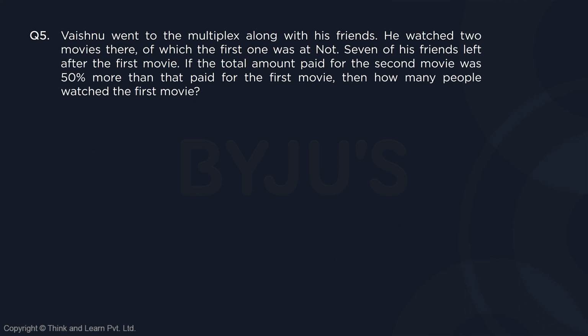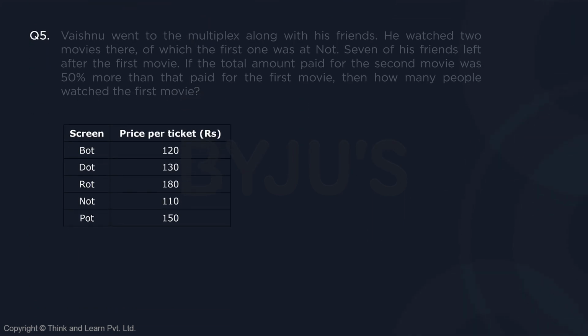Question 5. Vaishnu went to multiplex along with his friends. He watched 2 movies there. 7 of his friends left after the first movie. Total amount paid for the second movie was 50% more than that paid for the first movie. Similar to that question we have done, right? How many people watched the first movie? So we can use the same concept here.